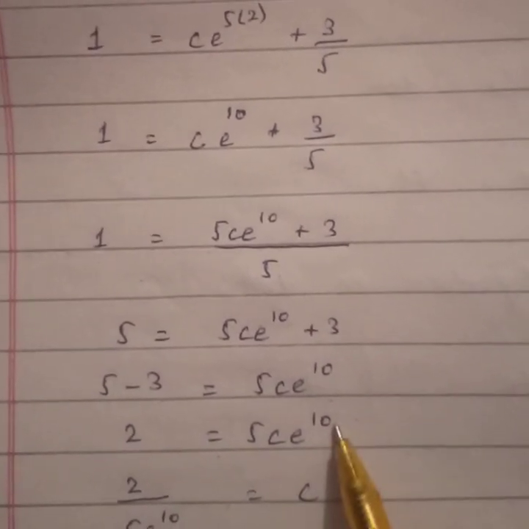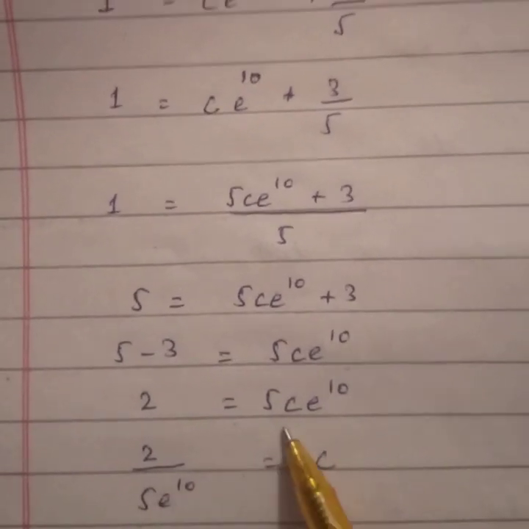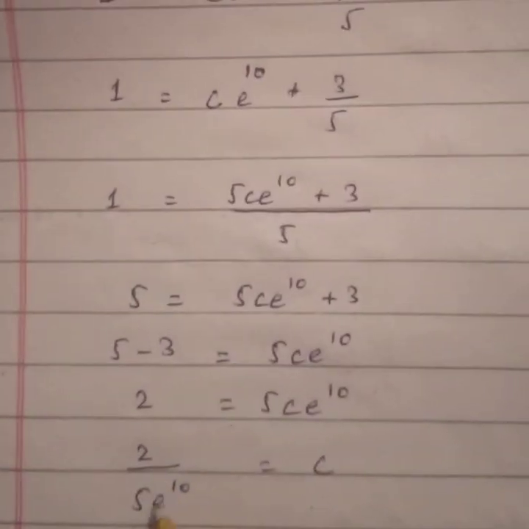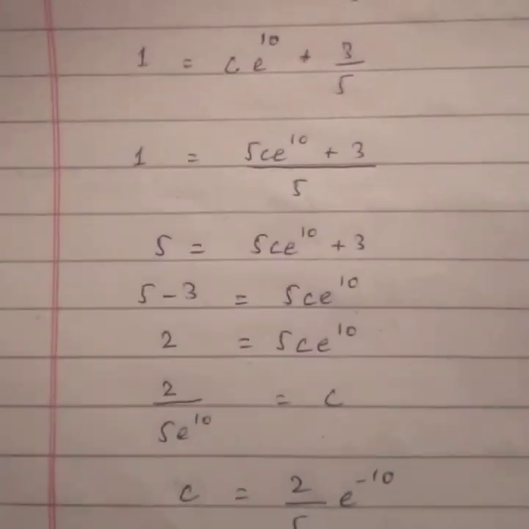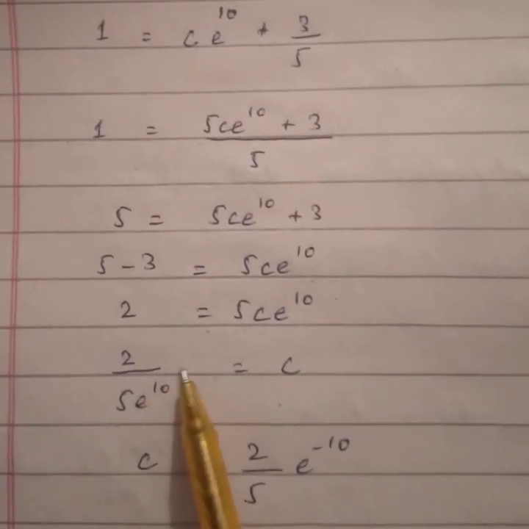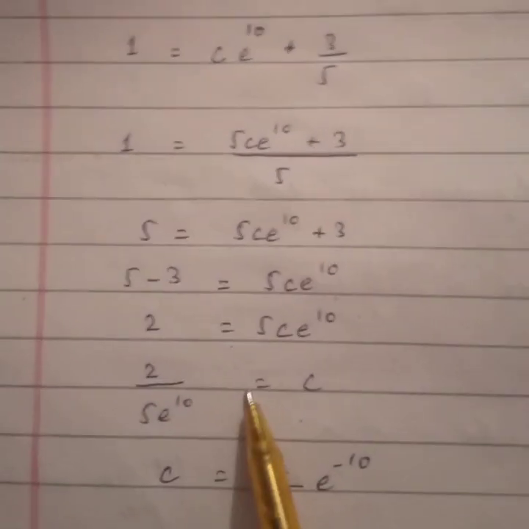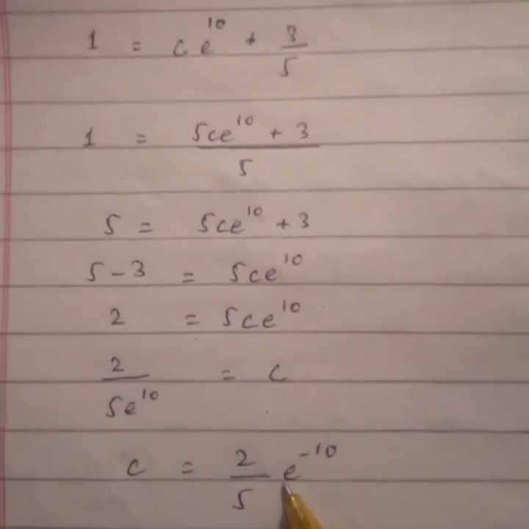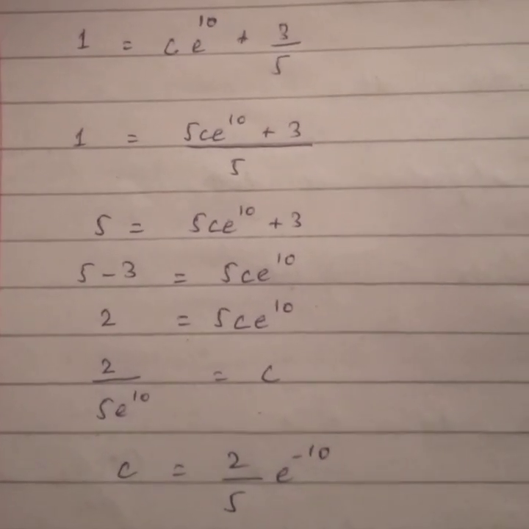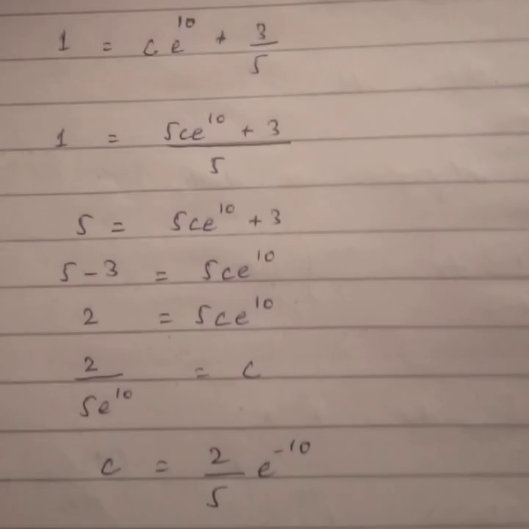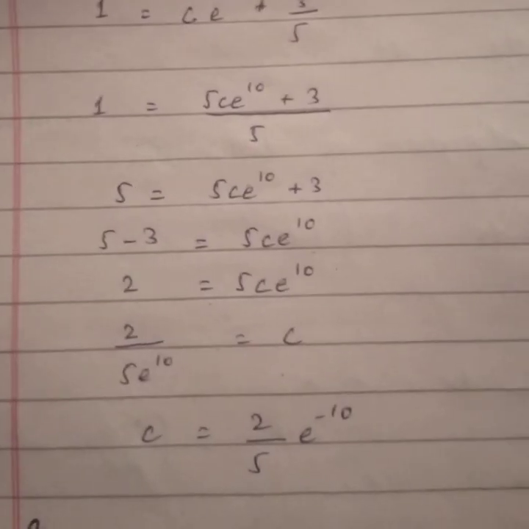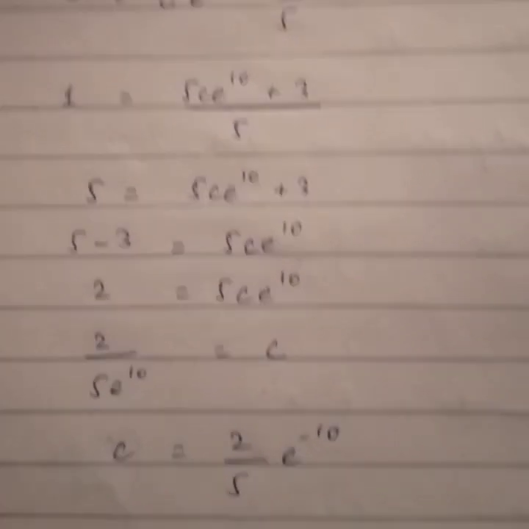So 5 e power 10 will move to the left side, since they are multiplying with c, and on the left side they will divide by it. So 2 over 5 e power 10 is equal to c. So the value of c is equal to 2 over 5 e power minus 10. E power 10 is positive in the denominator, so if we take it to the numerator on the upper side, it will become negative. If it has a negative value, it will be moved toward the upper side and become positive. So here it is positive, so it becomes negative. So the value of c is equal to 2 over 5 e power minus 10.